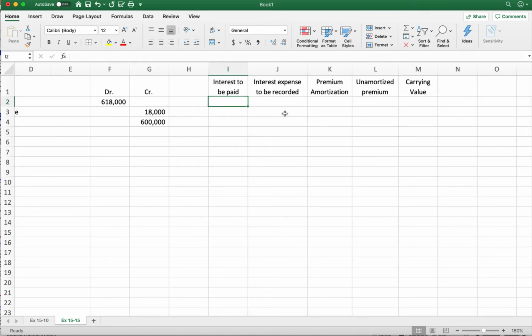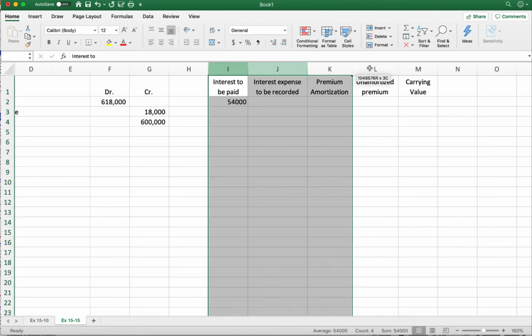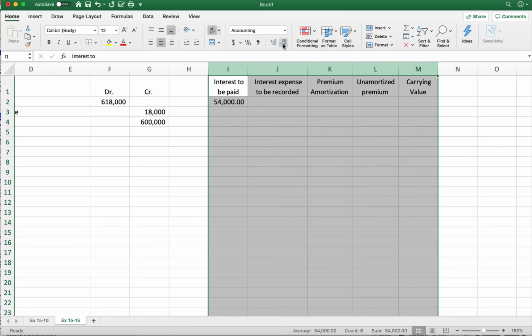How much interest am I going to pay? What's the interest to be paid? Well, that's easy, right? That's the stated rate, everything that's stated on the bond. Well, that's going to be the $600,000 times my 0.09, my 9%, okay? That's going to be $50,000, right?